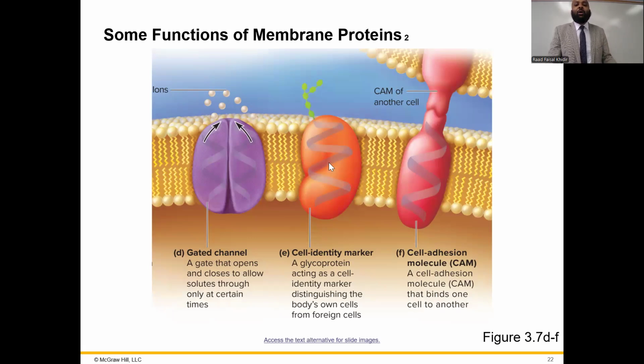Then there's the cell identity marker, a glycoprotein distinguishing the body's own cells from foreign cells. Why is that important? For immunosurveillance. When your immune system is scanning to tell self from non-self, it scans for those glycoproteins that tell the immune system, don't kill us, we are self. Hands up, we are not non-self. And then there are the CAMs, cell adhesion molecules, which bind one cell to another.